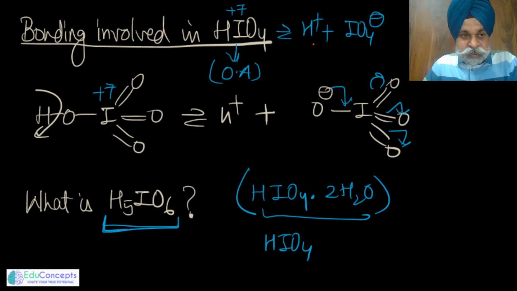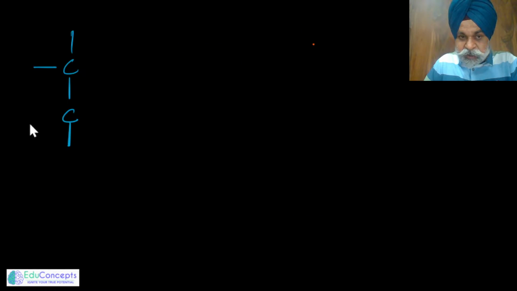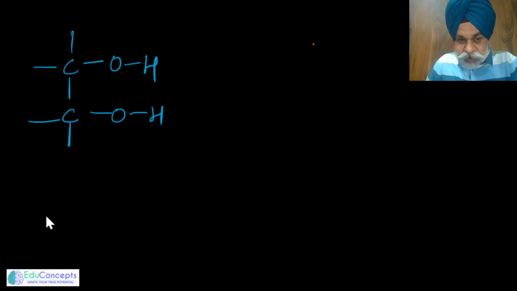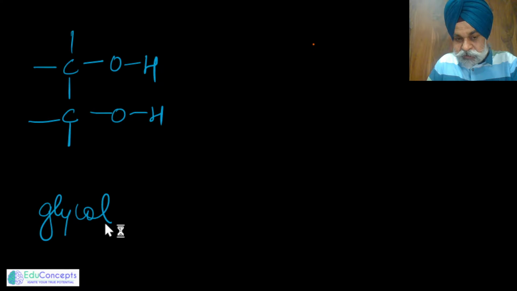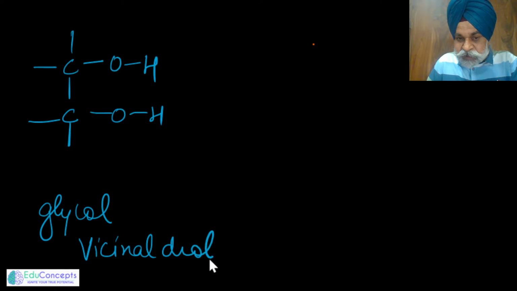Let me do what basically we are going to do in this particular oxidation. Basically, when you treat any compound which has two OH groups on adjacent positions, this is what we call a glycol. The common name for this, when adjacent carbons have two OH groups, is glycol. In other terms, we also call it a vicinal diol.